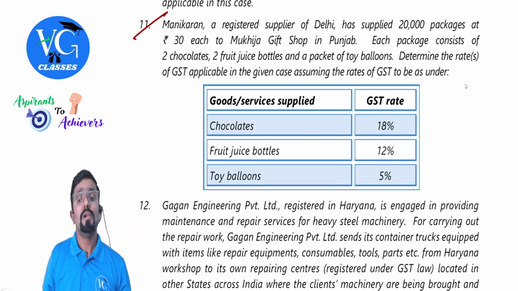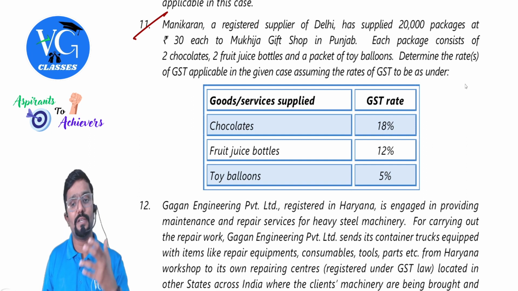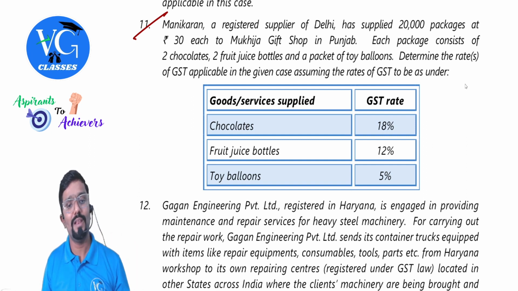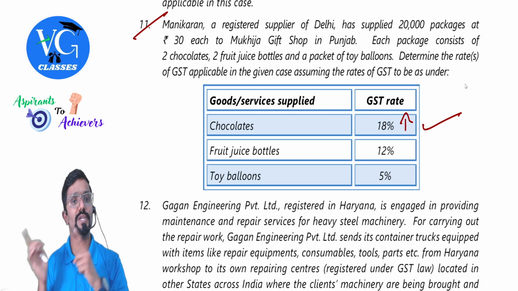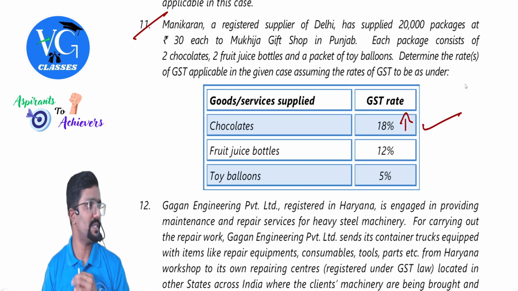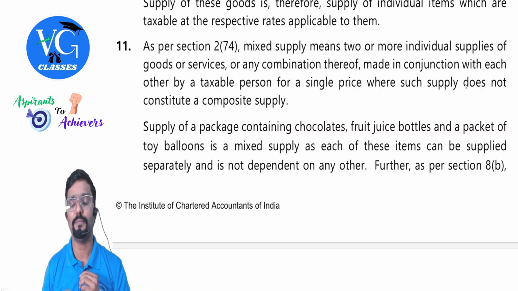What are the rates? Chocolates 18%, fruit juice bottle 12%, and toy balloons 5%. Guys, which is the highest rate? 18%. So that is applicable. That is applicable on what price? 20,000 into 30 into 18%.